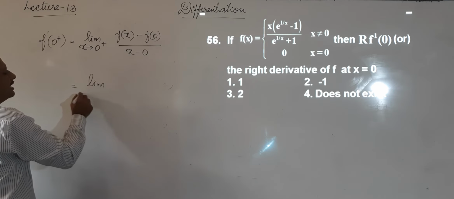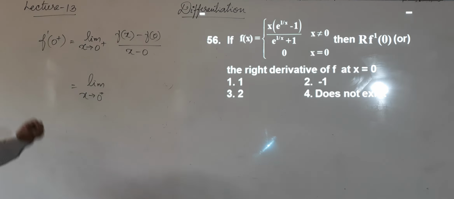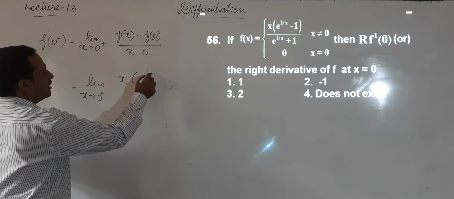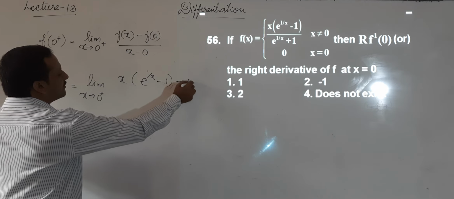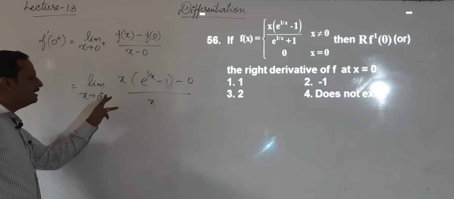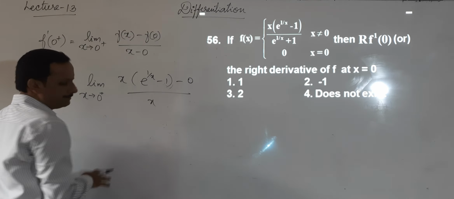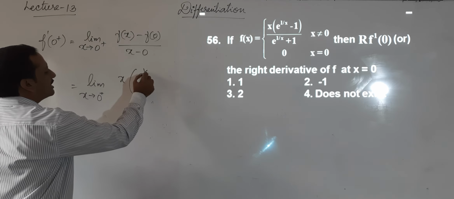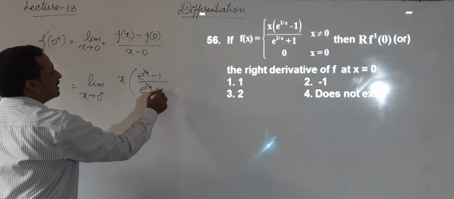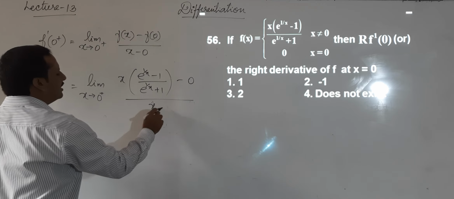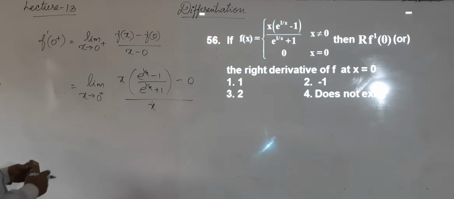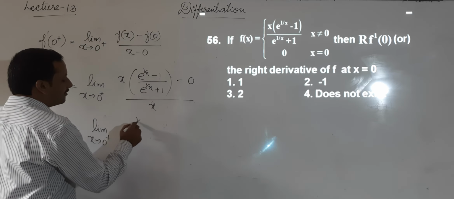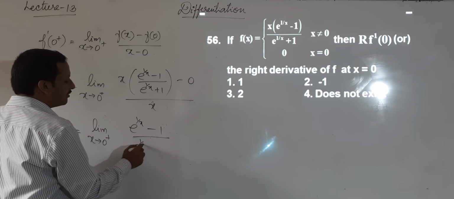That's equal to limit x tends to 0 plus, x is approaching 0 from right side. So you can write it as x into e power 1 by x minus 1 divided by e power 1 by x plus 1 minus f of 0, which is 0, divided by x minus 0, that is x. X gets cancelled. You have limit x tends to 0 plus e power 1 by x minus 1 divided by e power 1 by x plus 1.